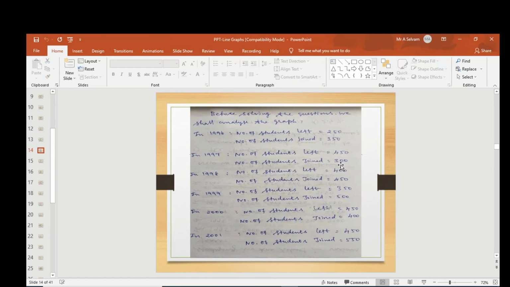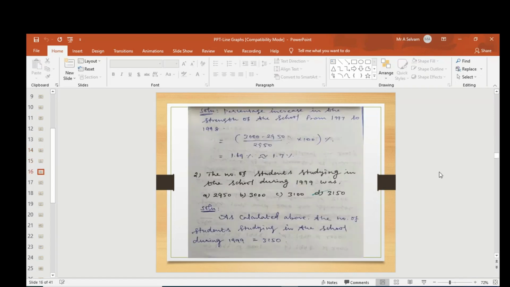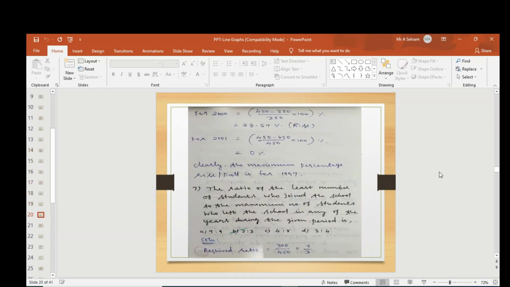350, 300, 450, 500, 400, 550. Left the school: 250, 450, 400, 350, 450, then 450, right? Now, based on this, 300 is the least number of students who have joined the school, divided by 450, the max number of students who have left the school. So we can find the ratio, which is 2:3, right?